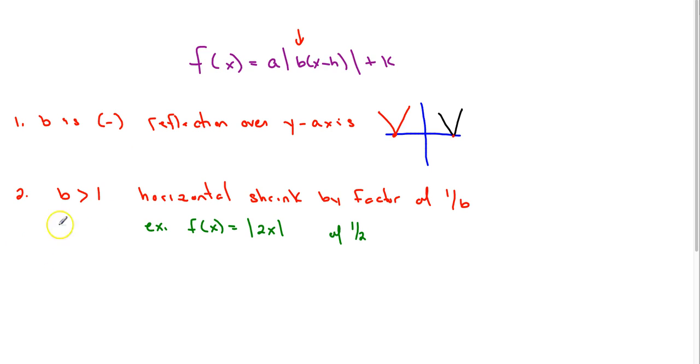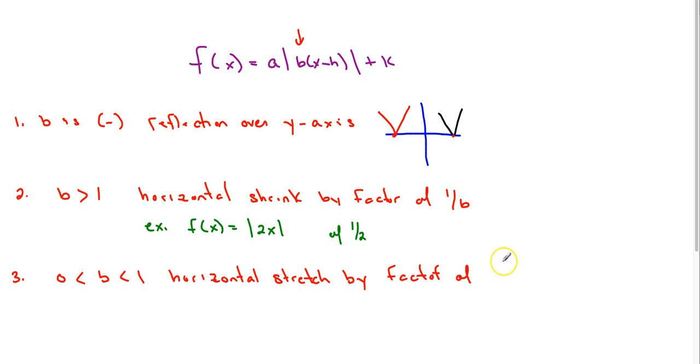And the third case is if b is between 0 and 1. Again, this is going to be a horizontal, not a shrink, but now a horizontal stretch by a factor again of 1 over b. An example for this one, let's say we have p of x equals the absolute value of 1 over 3x.